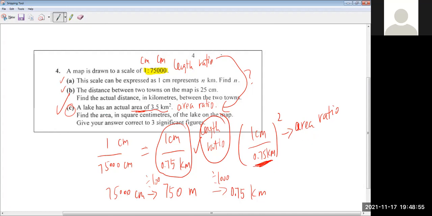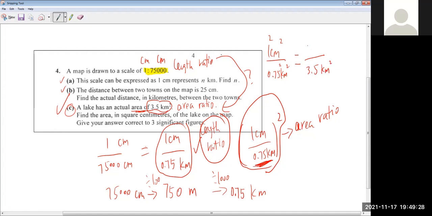They say what? Find the area in square centimeter. Very easy. So I'm going to make use of this. So 1 cm over 0.75 kilometer. So when you square it, you square this, you square this, you square this, you square this. Okay. And then after that, you equate. So they say this is 3.5 square kilometer actual. Actual means below.